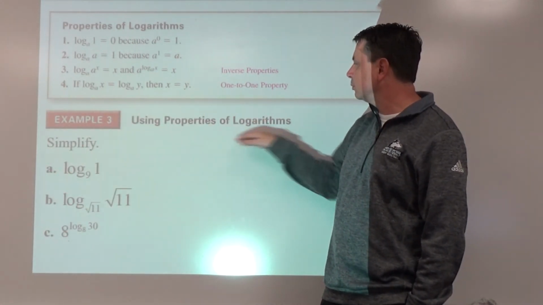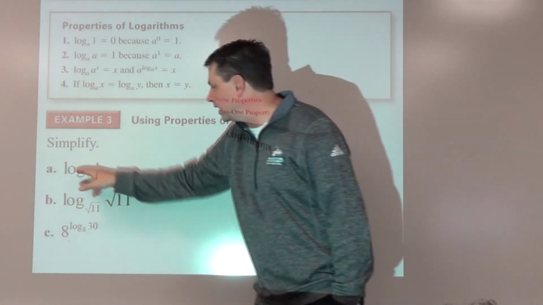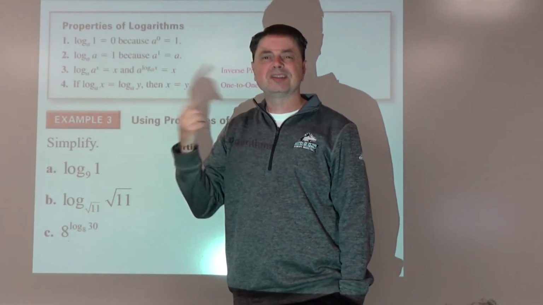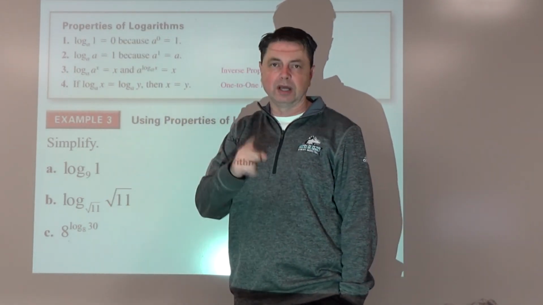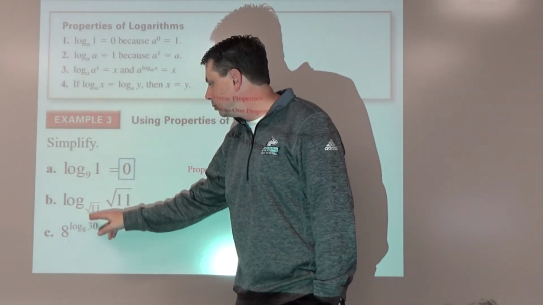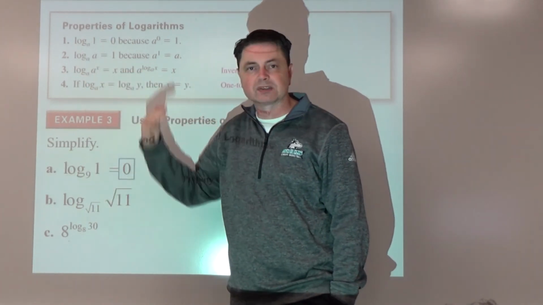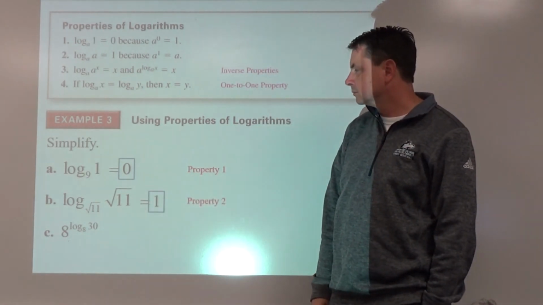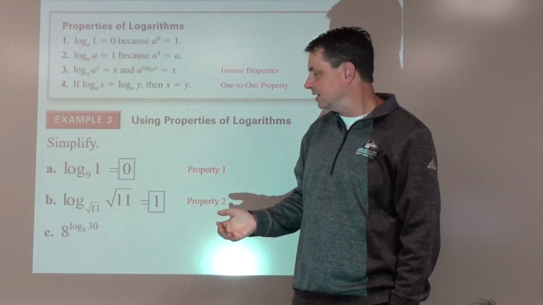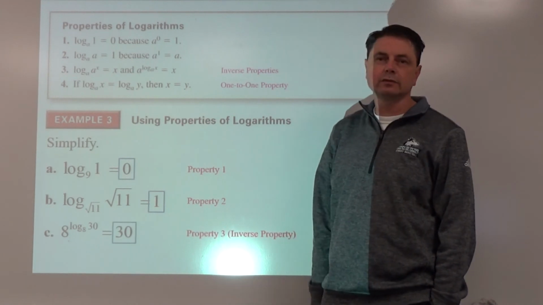So let's see if we can simplify, for example number 3, using some of these properties. Log base 9 of 1. Even if you don't remember the property, which means 0, you can still ask the question, 9 to what power is 1? And we know that's 0. Log base root 11 of root 11. Okay, well, these match, so it's got to be 1. And then our inverse property, 8 to the power of log base 8 of, they cancel each other out. We're left with 30. 30 is the answer.